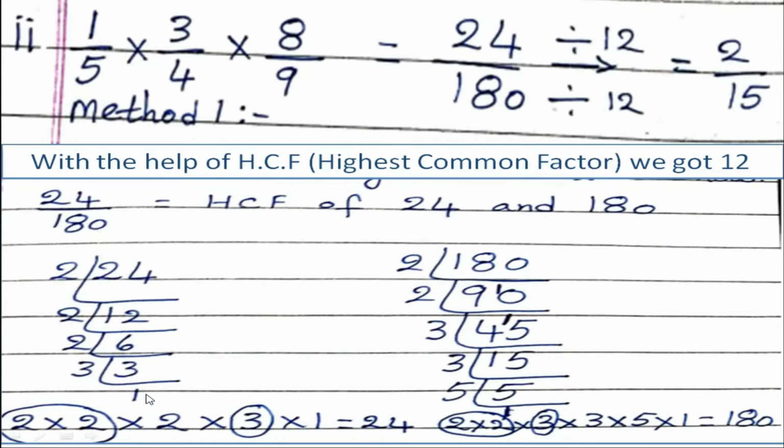Now, 2 into 2 into 2 into 3 into 1 is equal to 24. For 180, 180 divided by 2 is 90, 90 divided by 2 is 45, 45 divided by 3 is 15, 15 divided by 3 is 5, 5 divided by 5 is 1. So here 2 into 2 into 3 into 3 into 5 into 1 is equal to 180.